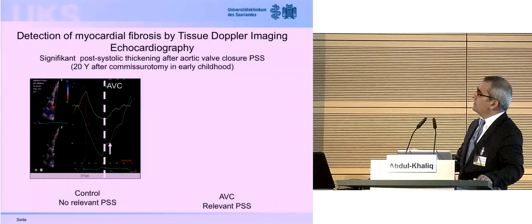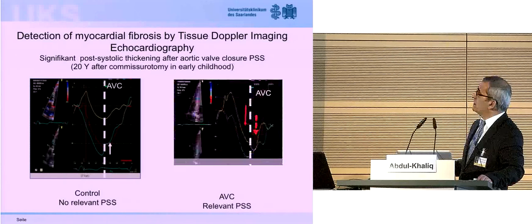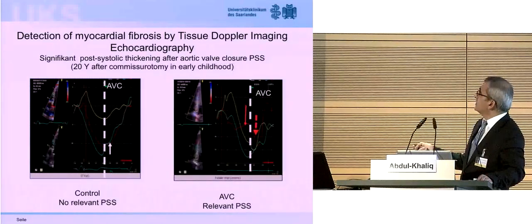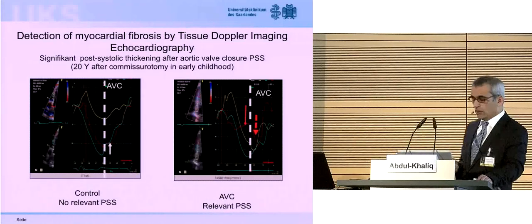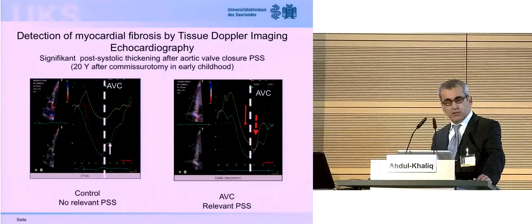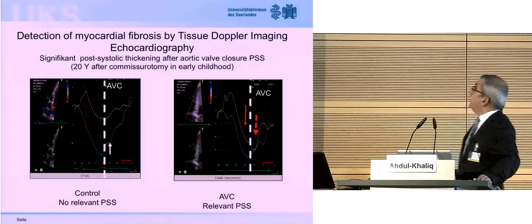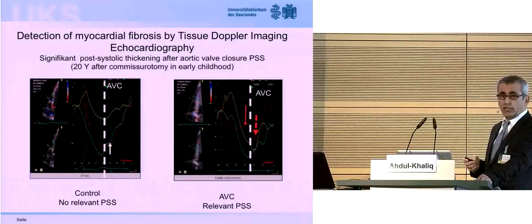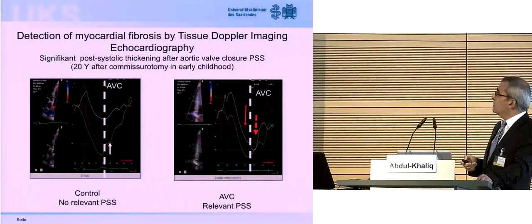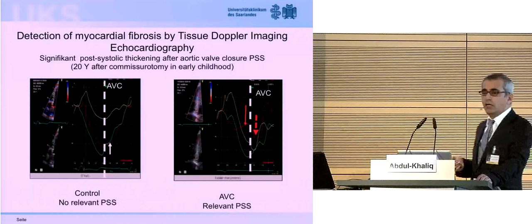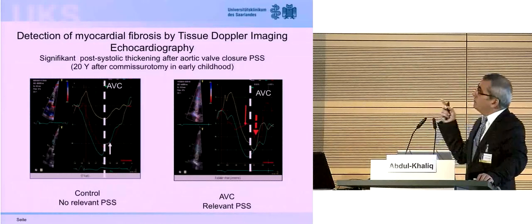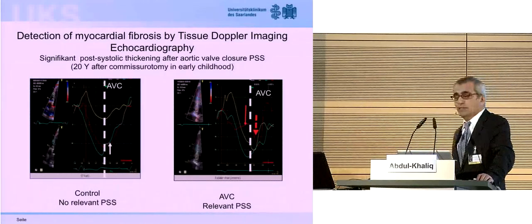Normally, you have the maximal deformation by the time the aortic valve closes. But sometimes you see that some patients have post-contraction after the aortic valve closure, which we call post-systolic thickening. This is a very important observation, which is related to myocardial fibrosis. And particularly tissue Doppler imaging provides this information on myocardial function.